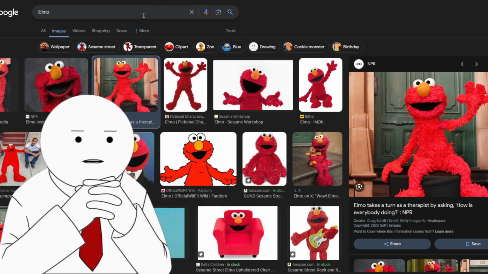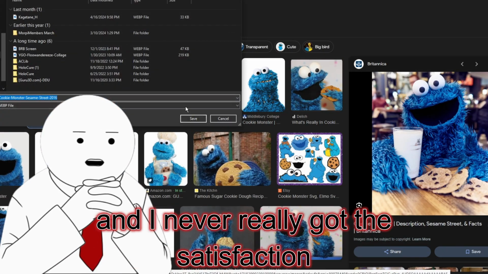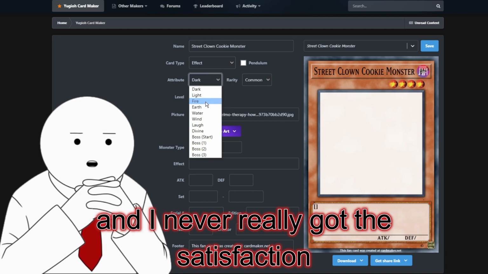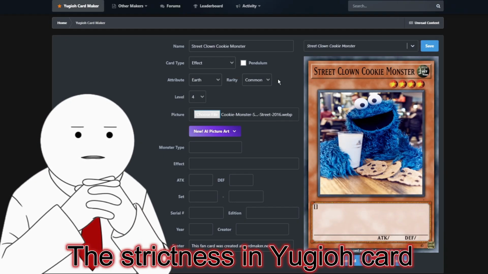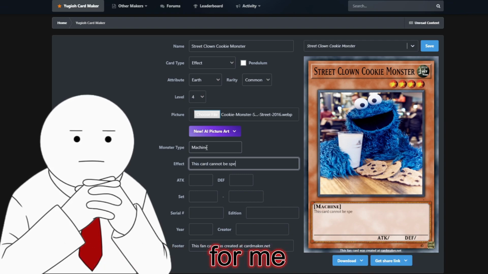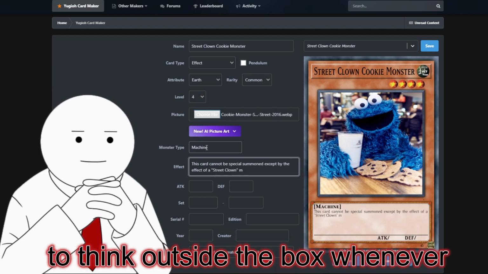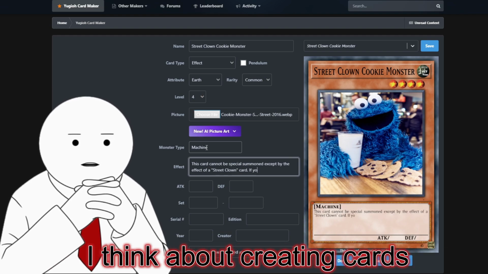I never really enjoyed traditional writing as it felt too boring and I never really got the satisfaction when it came to writing. The strictness in Yu-Gi-Oh card text is what makes writing fun for me. It presents a challenge for me to think outside the box whenever I think about creating cards.